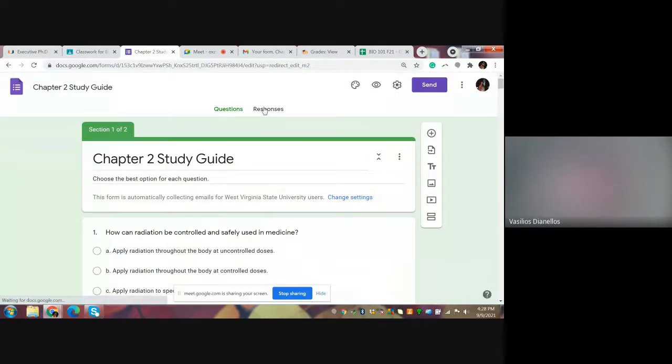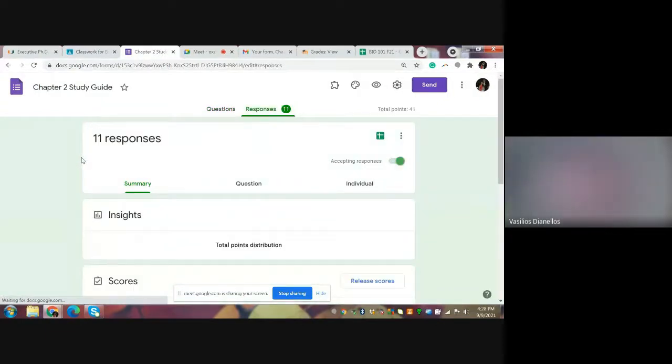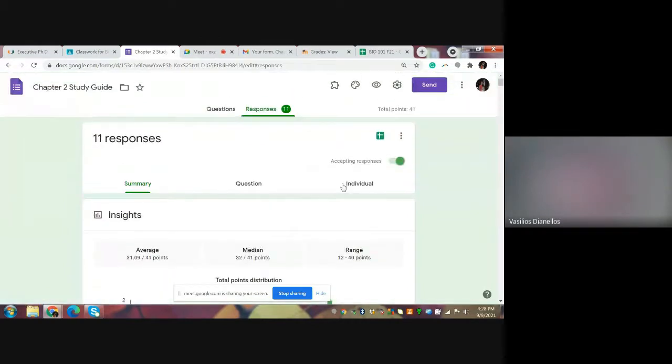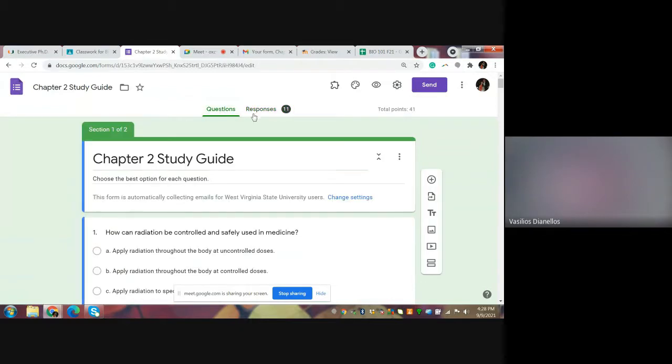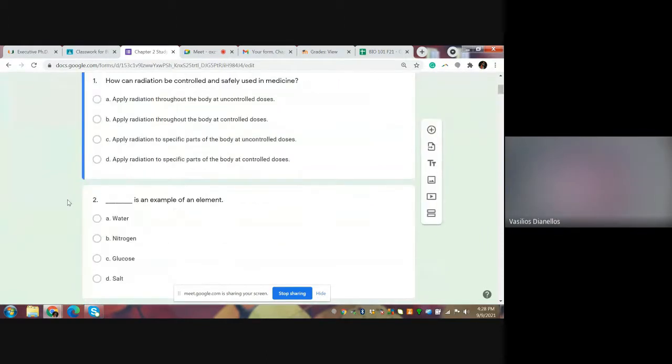All right, chapter 2. Again, I'll ask before I get started. Does anybody have any specific questions about chapter 2? All right. That's going to be out of order. No, it's not. Okay. Here we go. How can radiation be controlled and safely used in medicine? Not going to be on the exam.